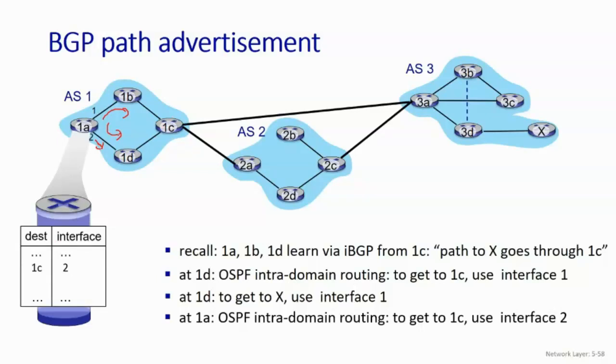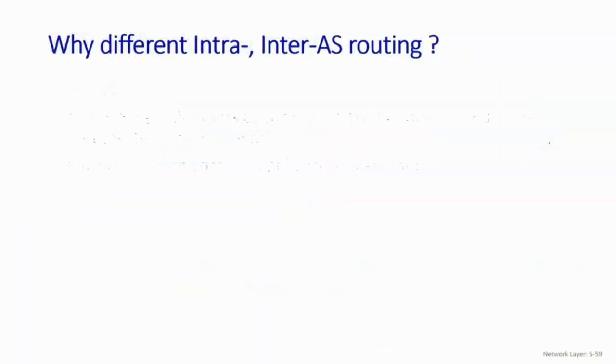Similarly, after getting the advertisement, it also adds one more entry. What is the entry? X is reachable through this too. So whenever it gets a packet with the destination IP address of X, the packet will be forwarded to 1D. It will reach 1D. 1D also has a forwarding table: X with interface 1. In this interface, it forwards the packet. From 1C, it will be forwarded to 3A. From 3A, it is forwarded to X based on the internal routing protocol. So this is the case here.